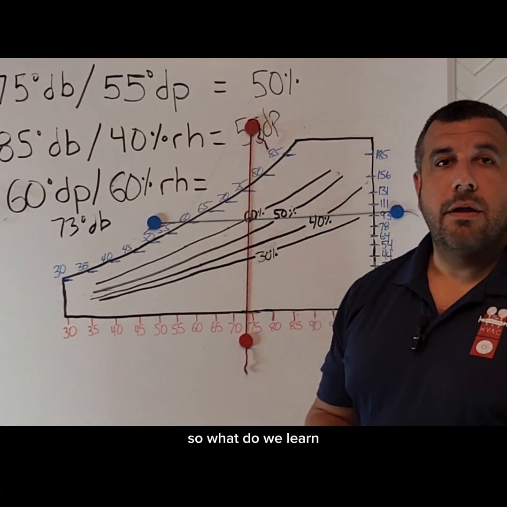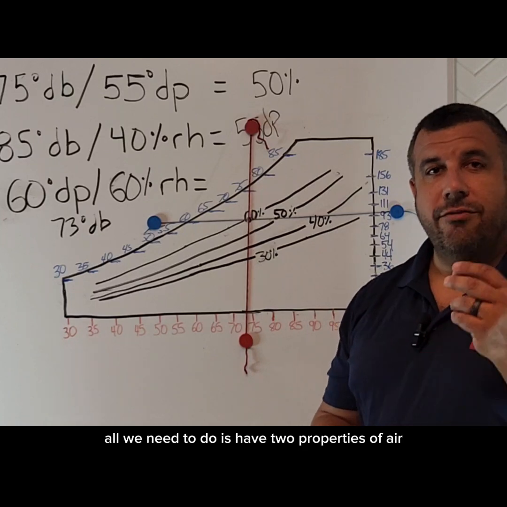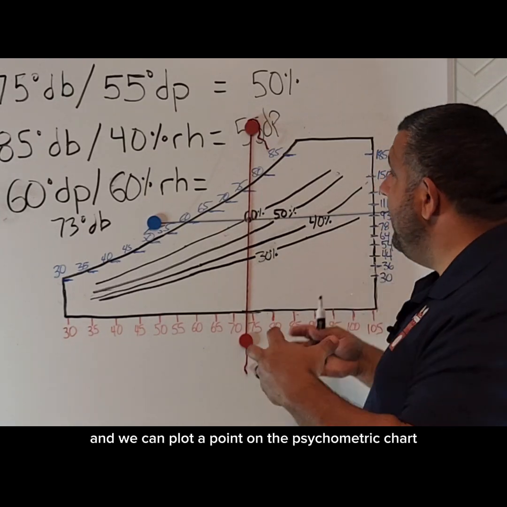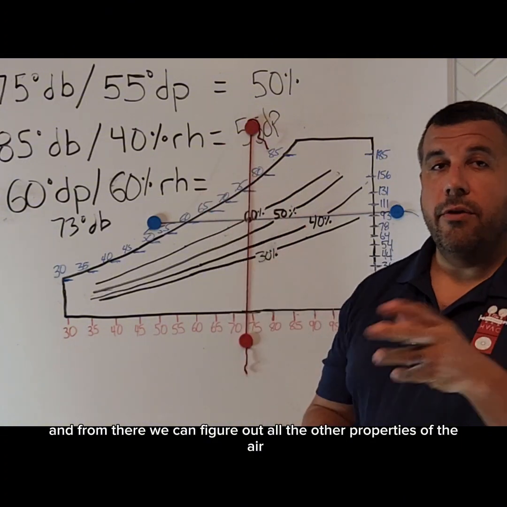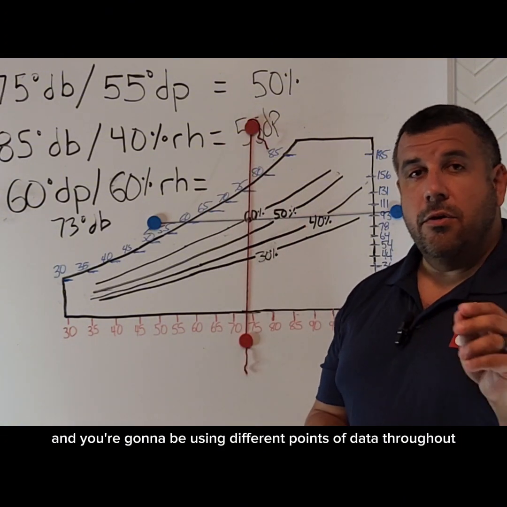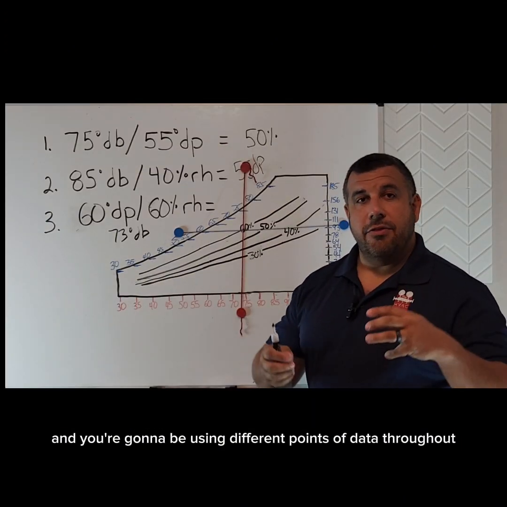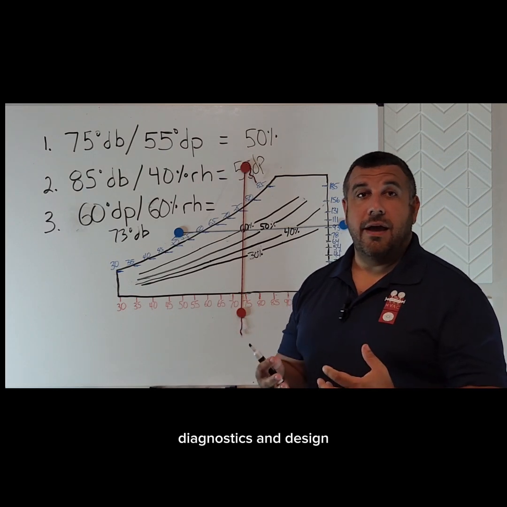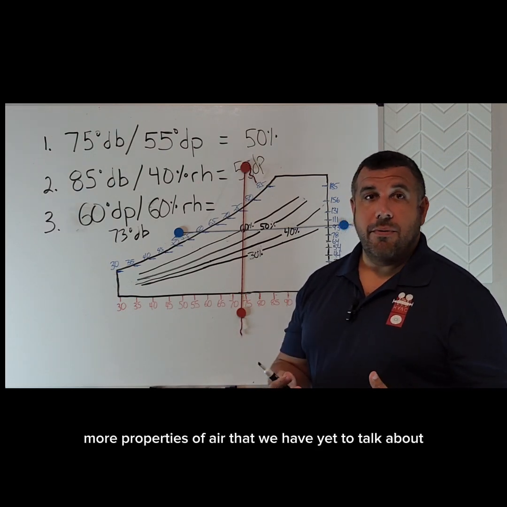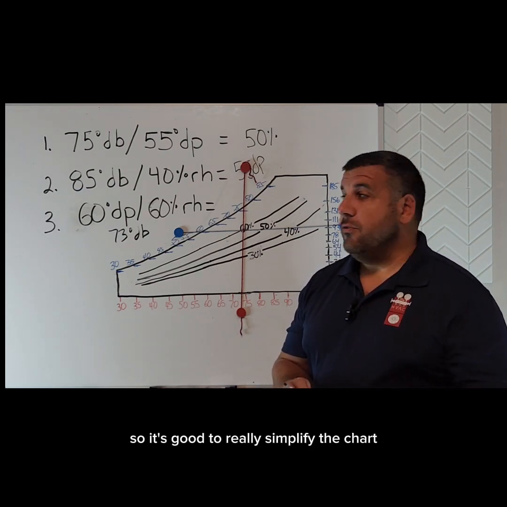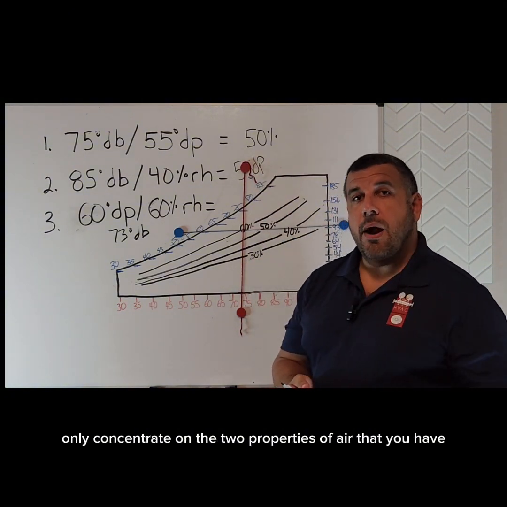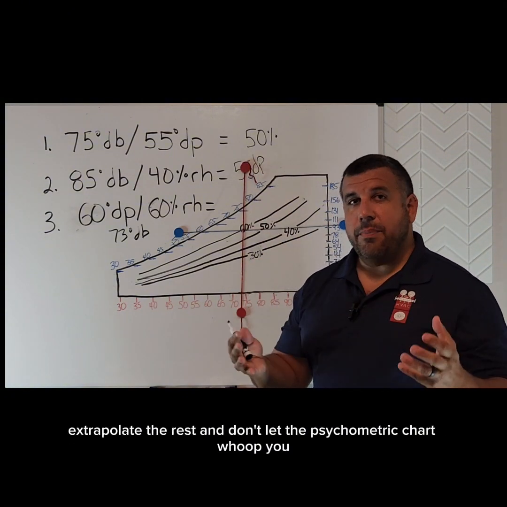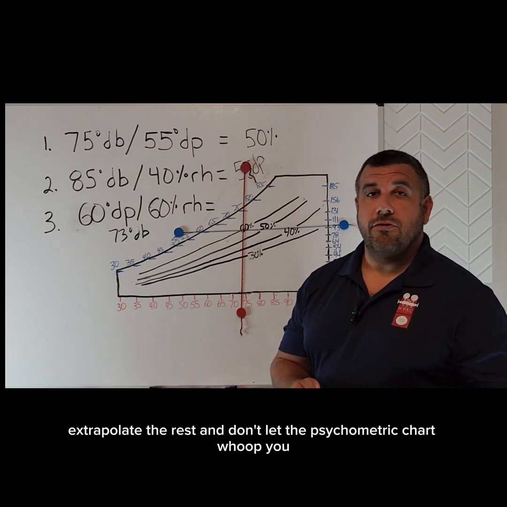So what do we learn? All we need to do is have two properties of air and we can plot a point on the psychrometric chart, and from there we can figure out all the other properties of the air. And you're going to be using different points of data throughout diagnostics and design. And there's a lot more properties of air that we have yet to talk about. So it's good to really simplify the chart, only concentrate on the two properties of air that you have, extrapolate the rest, and don't let the psychrometric chart whoop you.